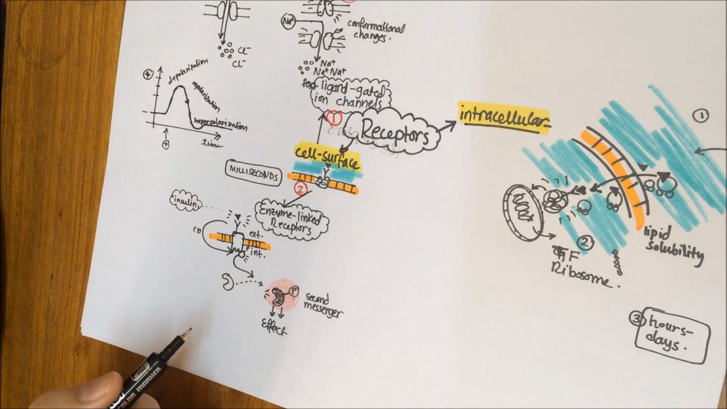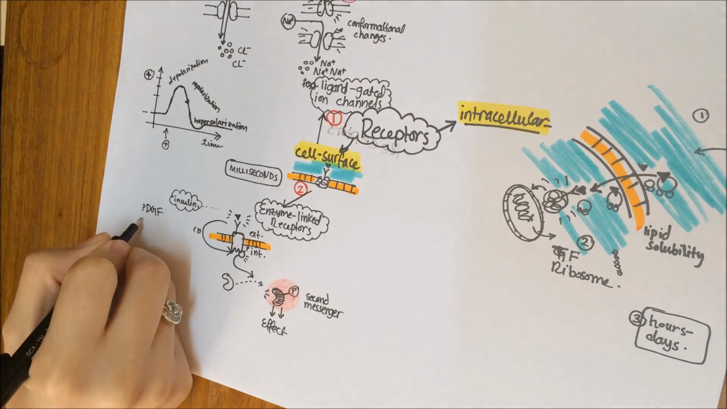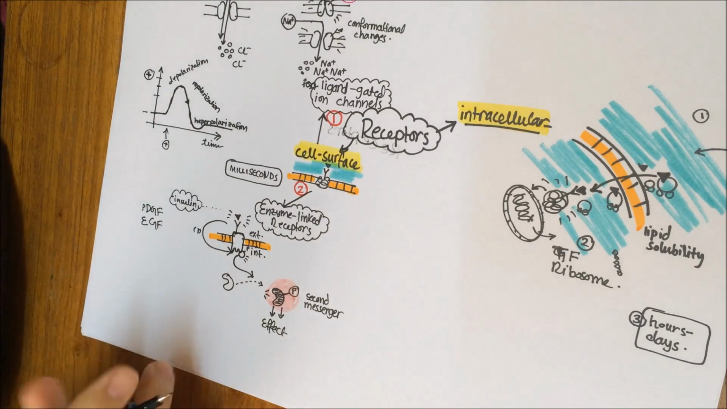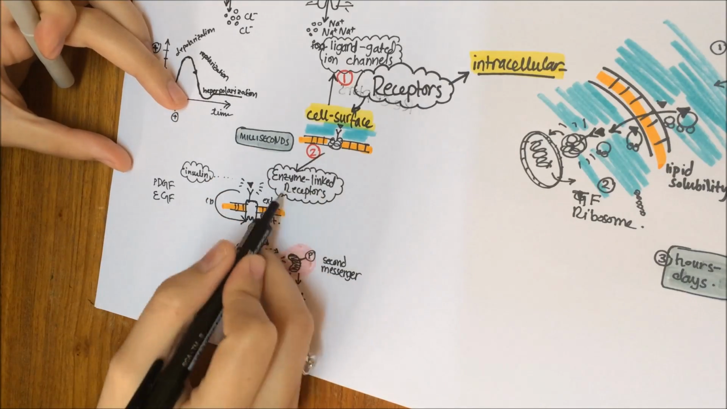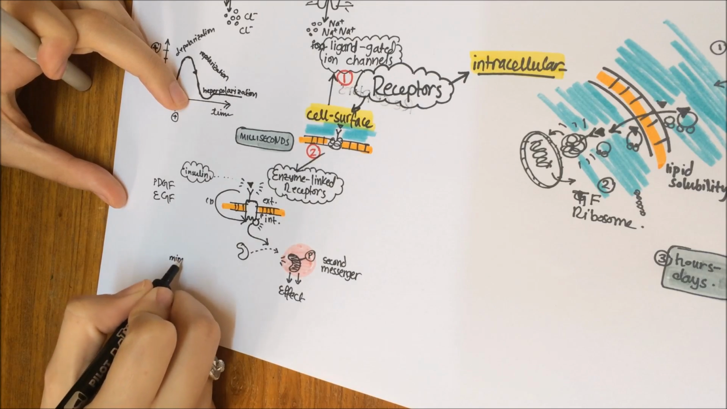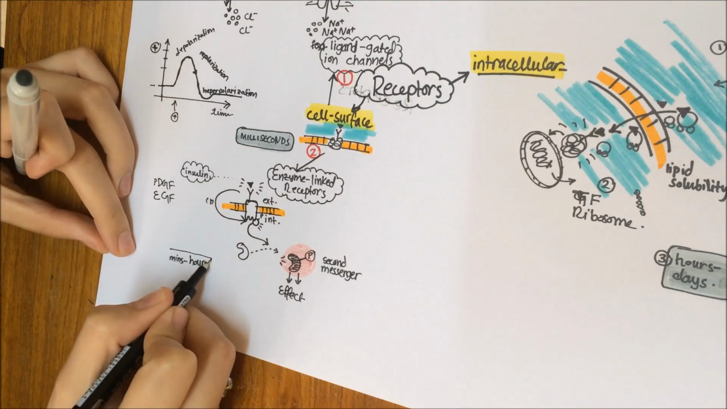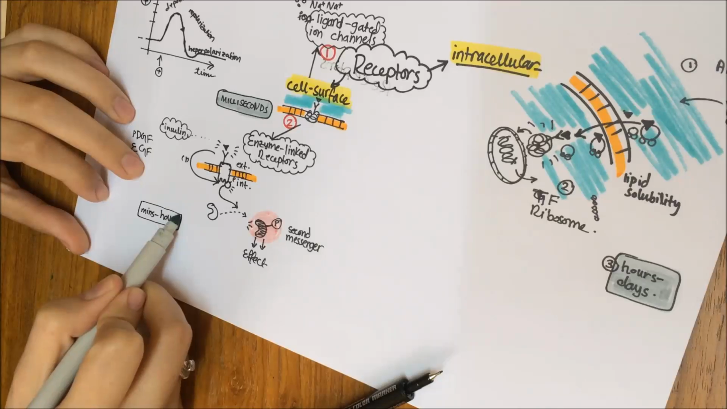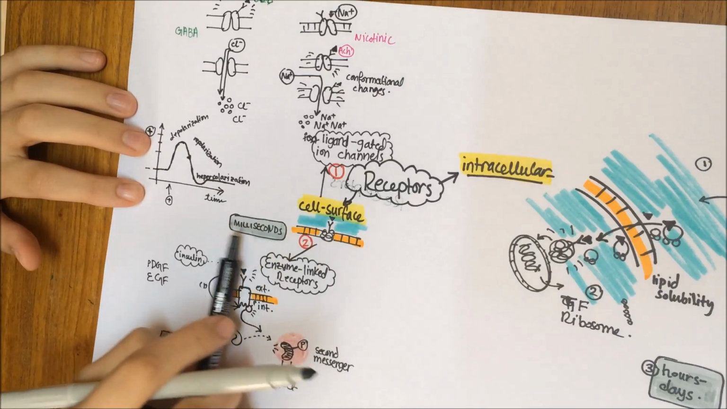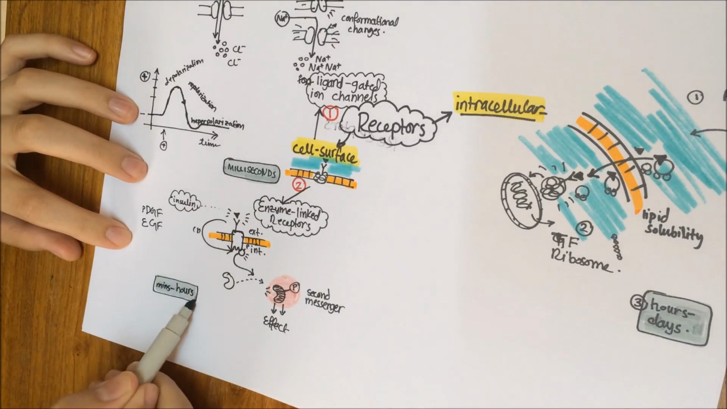Okay, other examples include the PDGF, platelet-derived growth factor, and the EGF, the epidermal growth factor. Now the effect of this enzyme-linked receptor's binding of the ligand needs minutes to hours. So it has a faster effect than the intracellular receptors, but needs longer time than the ligand-gated ion channels.